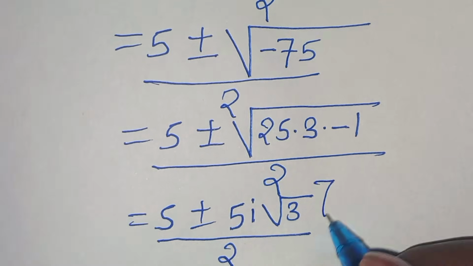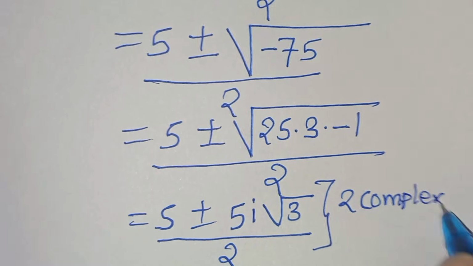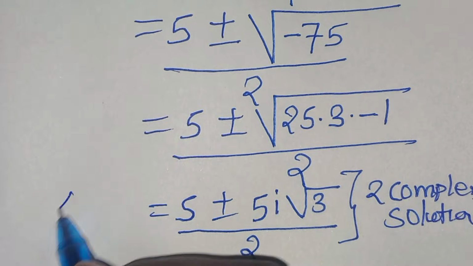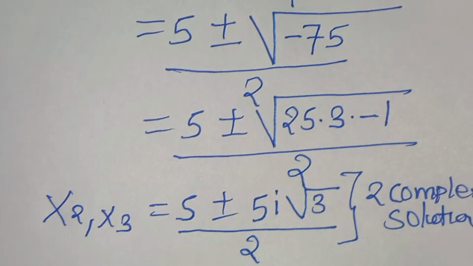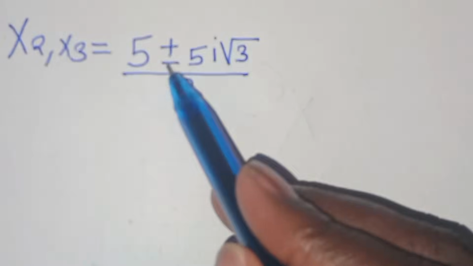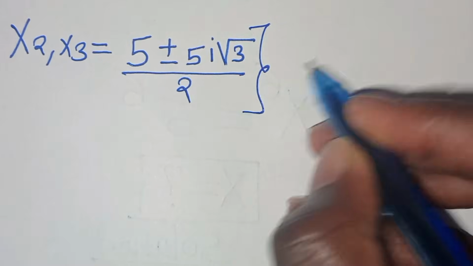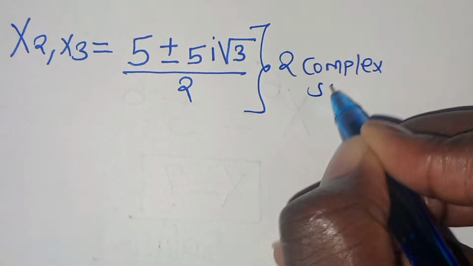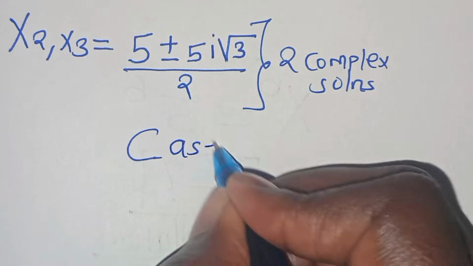So these are two complex solutions under case 1. This is x2, comma x3. This is 5 plus or minus 5i square root of 3 over 2. So these are two complex solutions. Now let's proceed to case 2 from here.